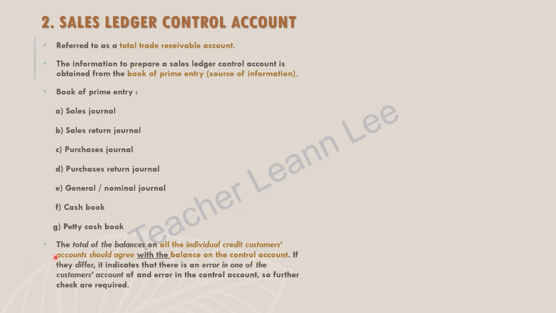Basically, in the SLC I only use A and B, these two only. In the PLC I will use the information from C and D. The total of the balances on all the individual credit customers' accounts should agree, meaning it should be the same as the balance on the control account. If there is a difference, it shows that some error has happened, maybe in one of the customer accounts or in the control account. So you have further checking to do.